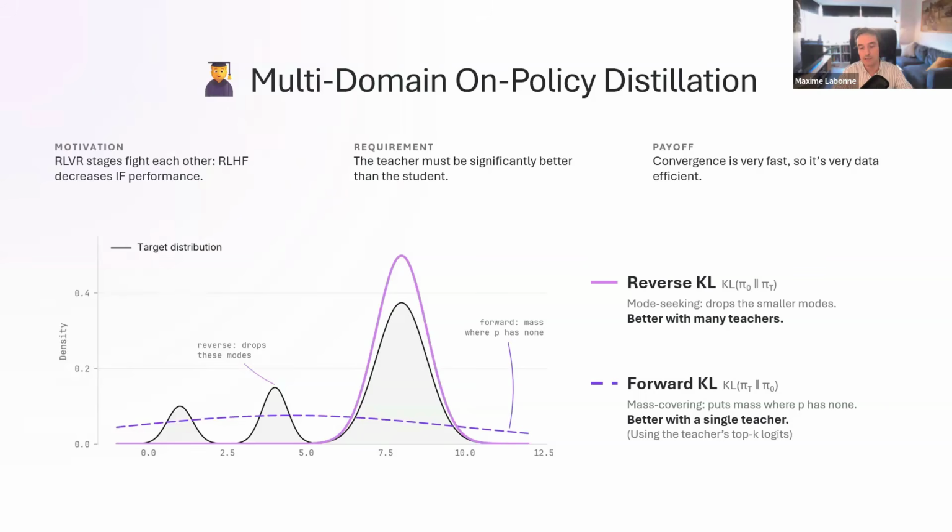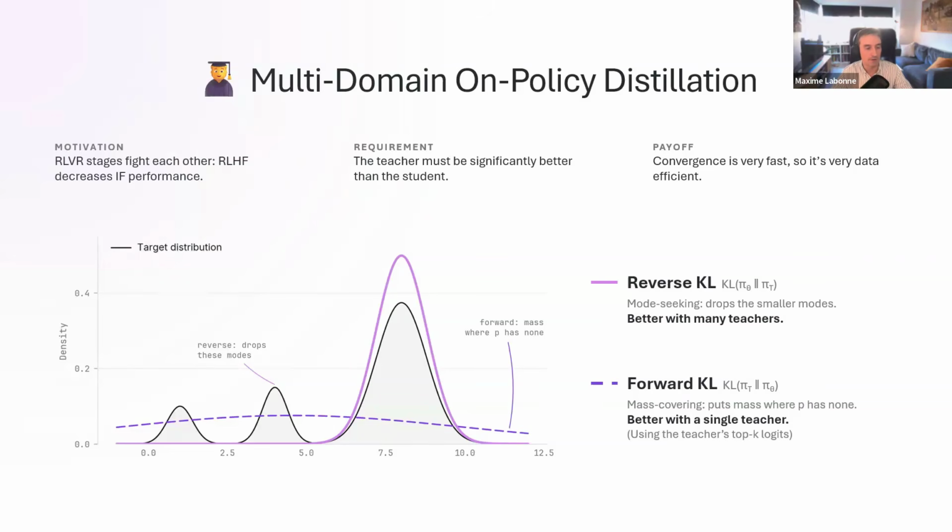And the payoff of this technique is also that it converges very, very quickly. So that's super interesting. With just like 30 steps, you can basically finish training. So you spend a lot of compute training each teacher, but once they're trained, it's quite efficient to merge them into the same student.